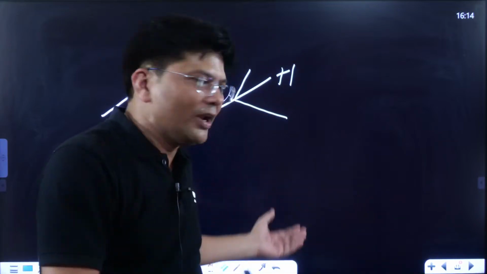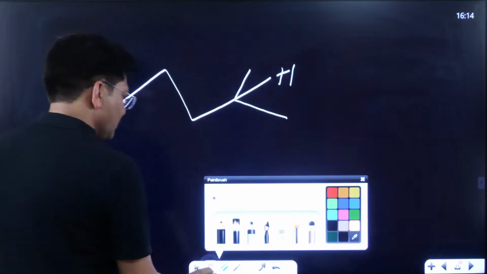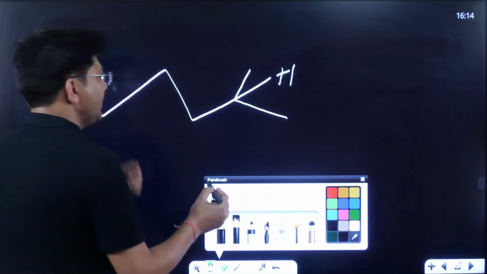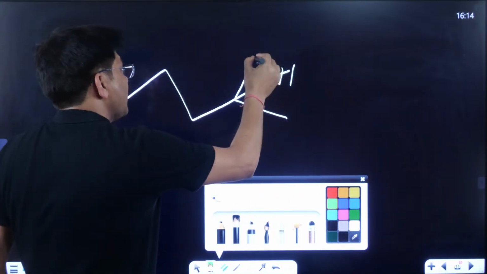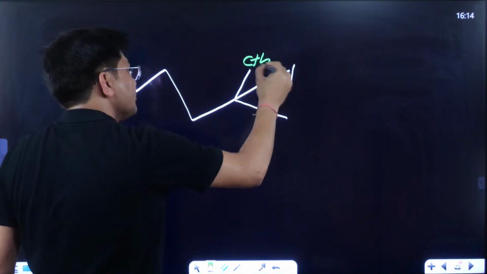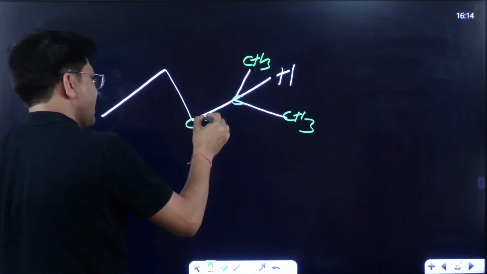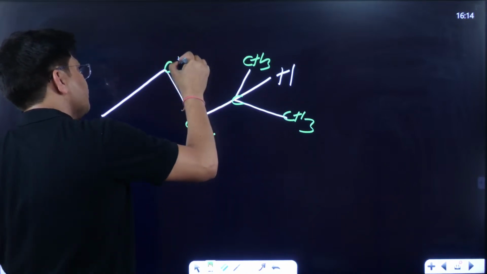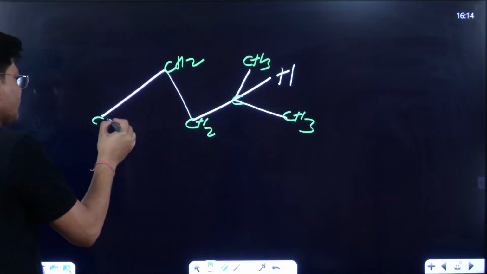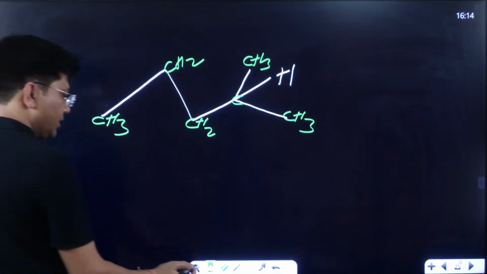What is the IUPAC name of this compound? Kids, do let me know. See to it, everyone. You can see here is hydrogen and there is methyl. Just try to find out. This is methyl, this is carbon, this is CH2, this is CH2, and this is CH3. Kids, just find it out.